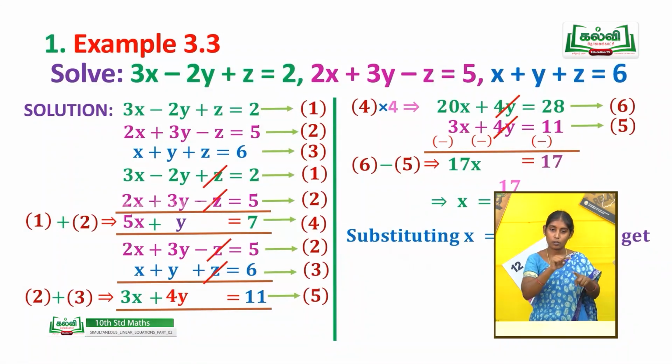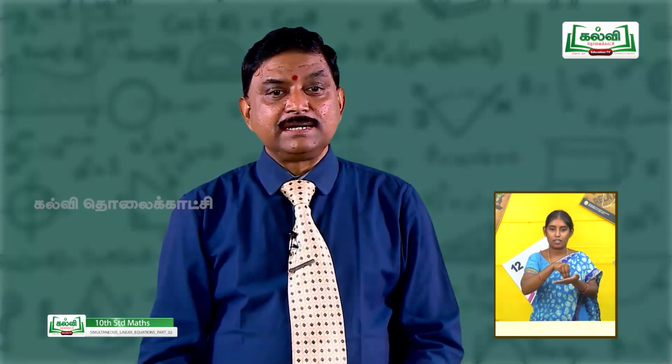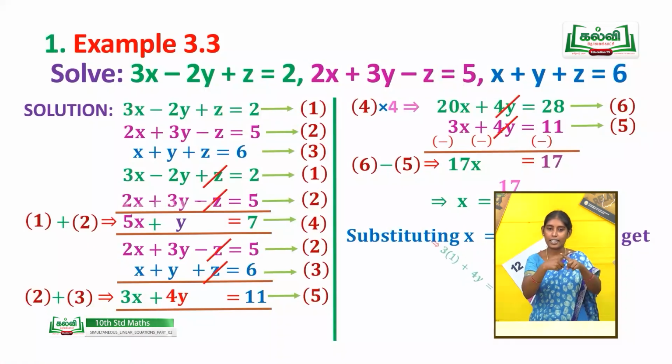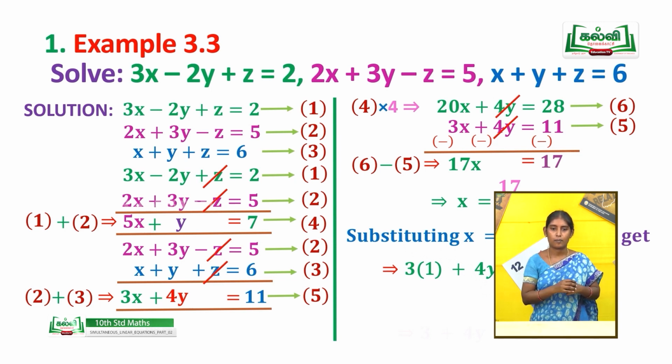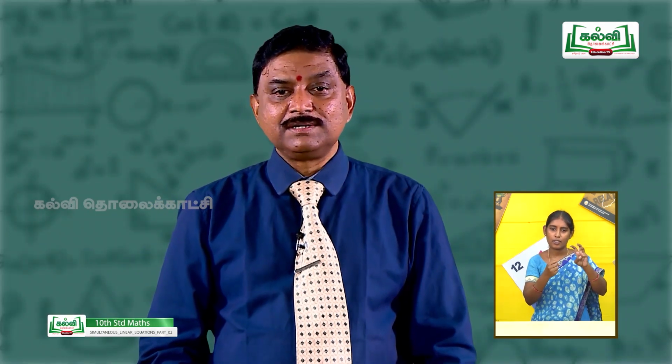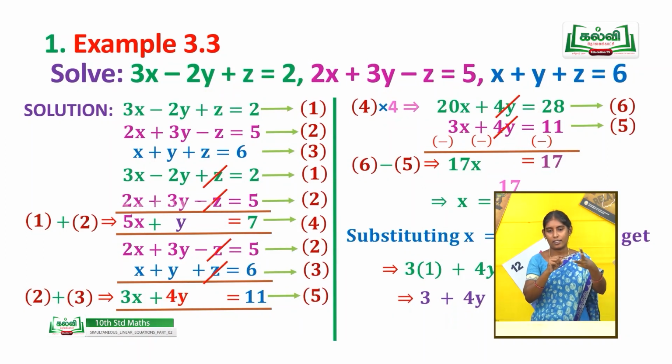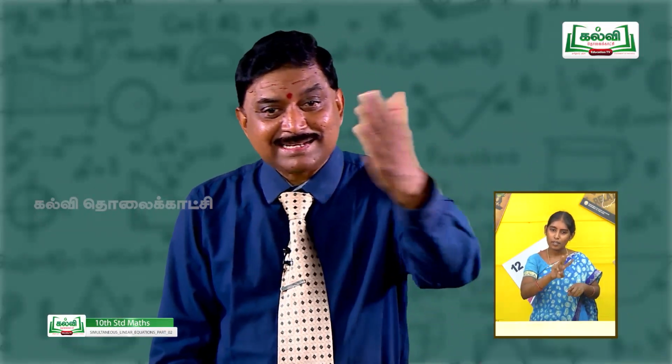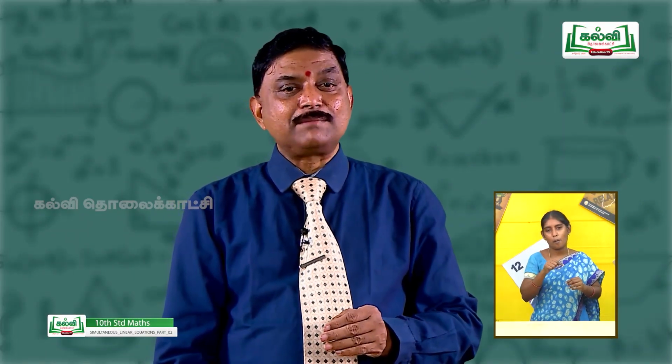So here I am substituting x equal to 1 in equation 5. Equation 5 is 3x plus 4y equal to 11; in the place of x, I substitute 1. So 3 into 1 plus 4y equal to 11. From there we may find y. 3 into 1 becomes 3. So 3 plus 4y equal to 11. Now, let us take the 3 to the right side. So what happens?